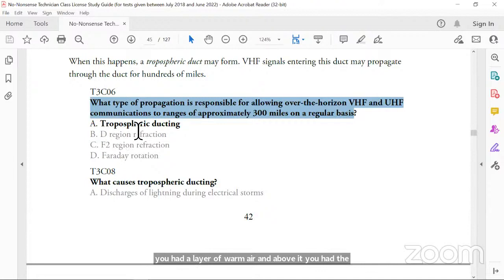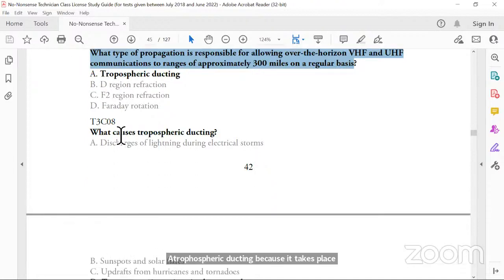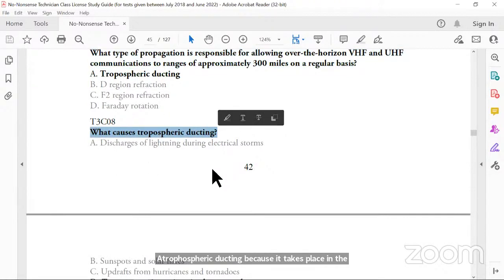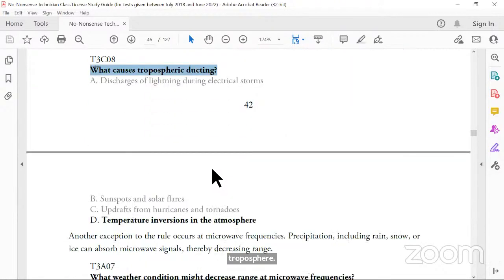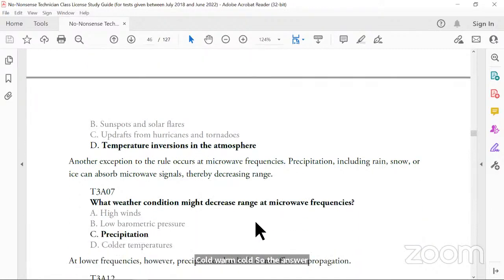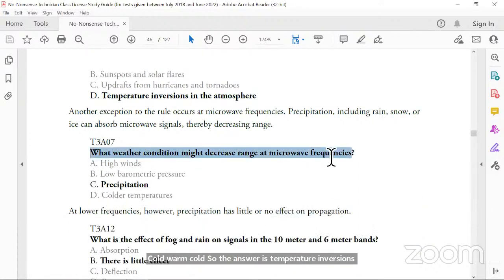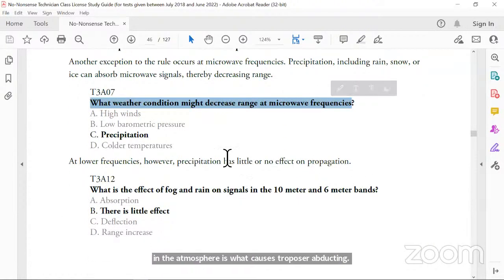That's tropospheric ducting because it takes place in the troposphere. What causes tropospheric ducting? Well, we said it's those temperature differences, cold, warm, cold. So the answer is temperature inversions in the atmosphere is what causes tropospheric ducting. Next question in the question pool.